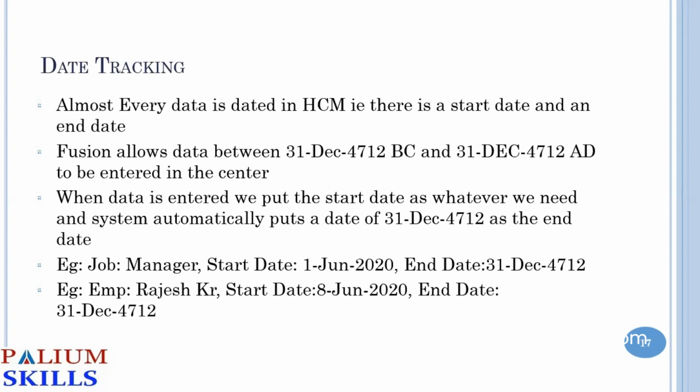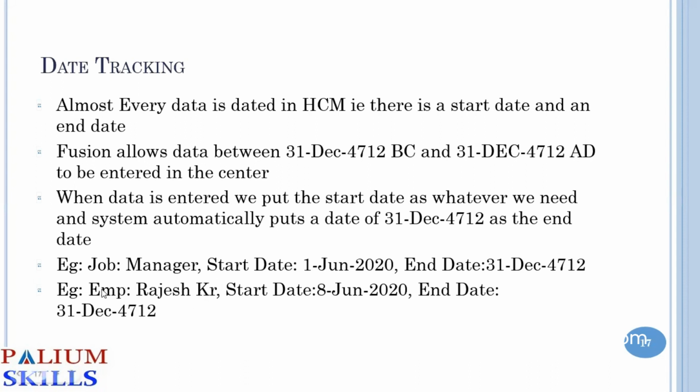When data is entered, we put the start date as whatever we need, and the system will automatically put a date of 31st December 4712 as the end date. In a lot of places, we don't see this, but behind the scenes in the table, it is stored in that fashion. For example, if I say a job of manager, start date is 1st June 2020, even if I don't enter an end date, in the database it will put 31st December 4712.